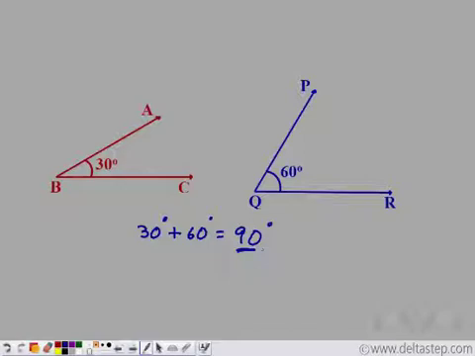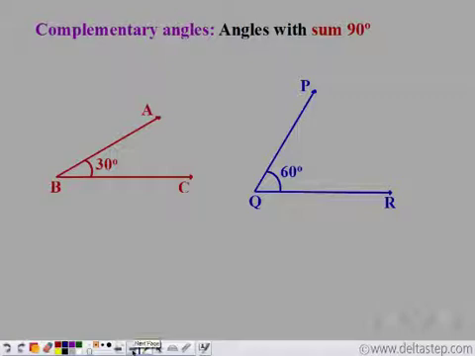And there is a special name for such angles which add up to 90 degrees. They are called complementary angles. So complementary angles are the angles which add up to 90 degrees, or the angles whose sum is 90 degrees. So these two are complementary angles. So any two angles whose sum is 90 degrees are called complementary angles.